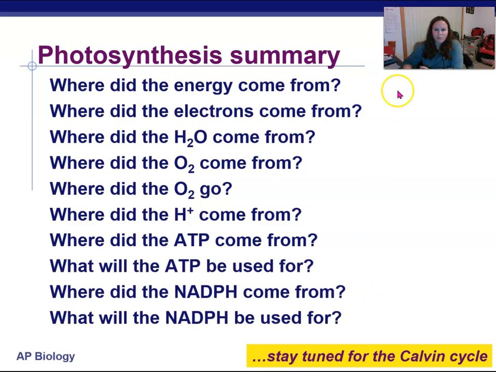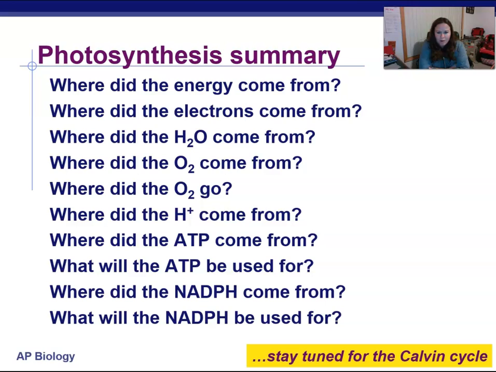So here's all of our questions. You should be able to answer these now. So where does the energy come from? Sunlight, right? Where do the electrons come from? Chlorophyll. Where does the water come from? You, right? Rain, water in the soil from the roots. You water your plants. Where does the O2 come from? Water. Where does the O2 go? To you. You breathe it. To the atmosphere. Where do the H pluses come from? Water, right? Breaking apart the H2O.